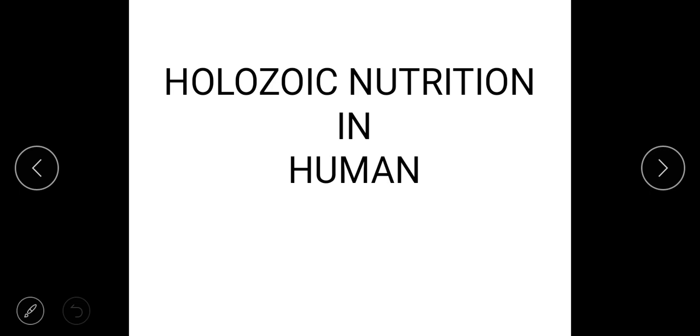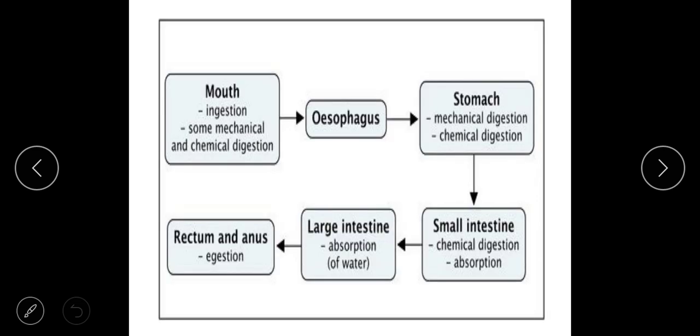Now, the mode of nutrition in human beings. Human beings also show the holozoic mode of nutrition. How does it happen? Human beings have a proper digestive system, and in this digestive system, you can see the path and passage of the movement of the food. The food is ingested through the mouth, and from the mouth it moves to the esophagus. The esophagus is a food pipe. Through the esophagus, it moves to the stomach by means of peristaltic movements, known as peristalsis, and from the stomach into the small intestine, large intestine, finally the rectum and the anus.